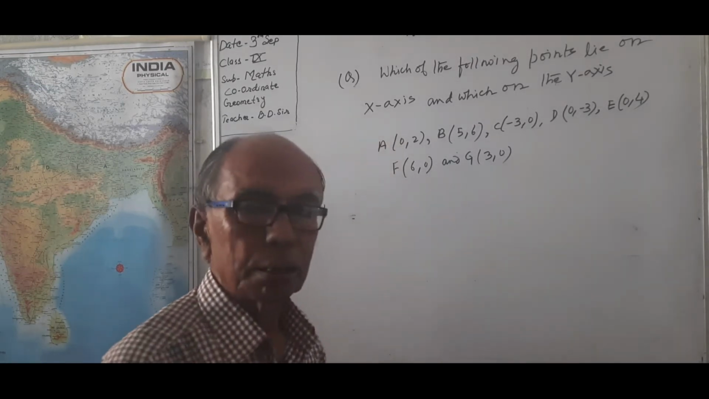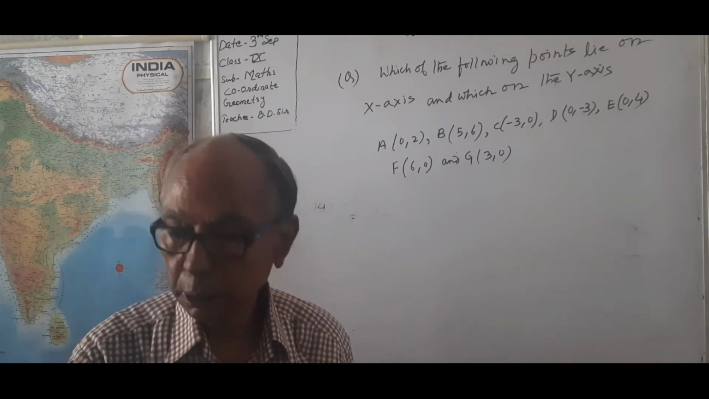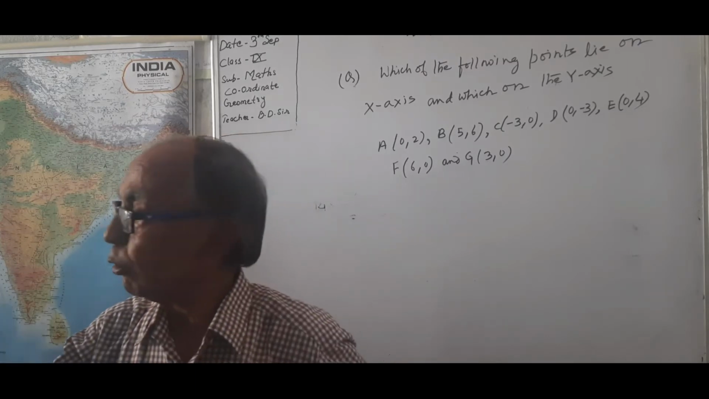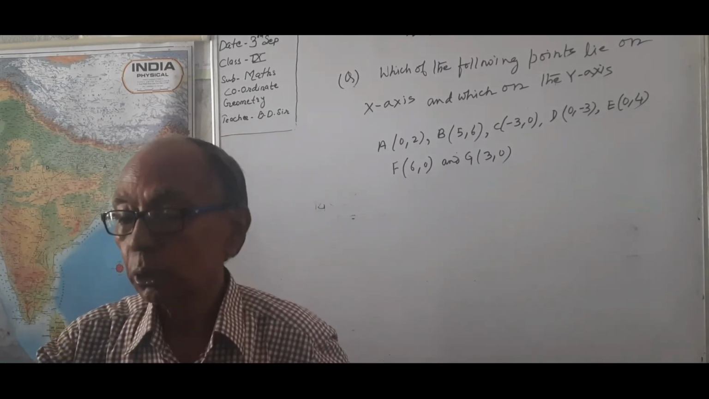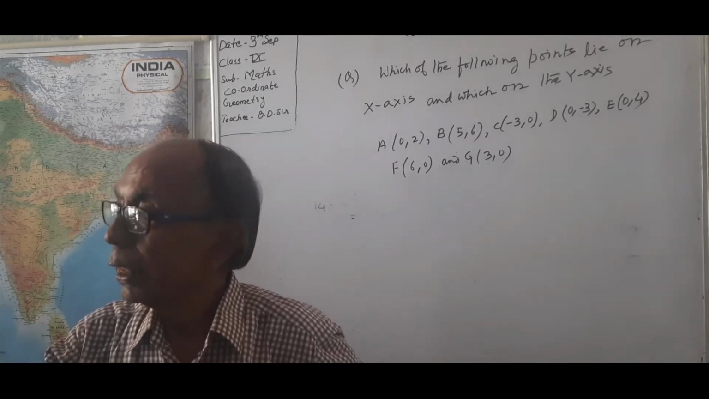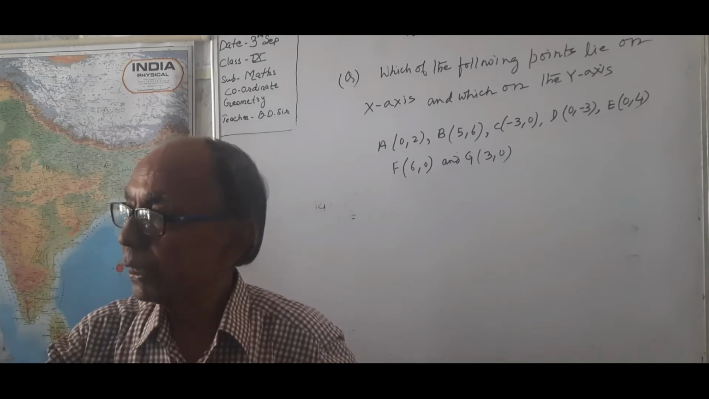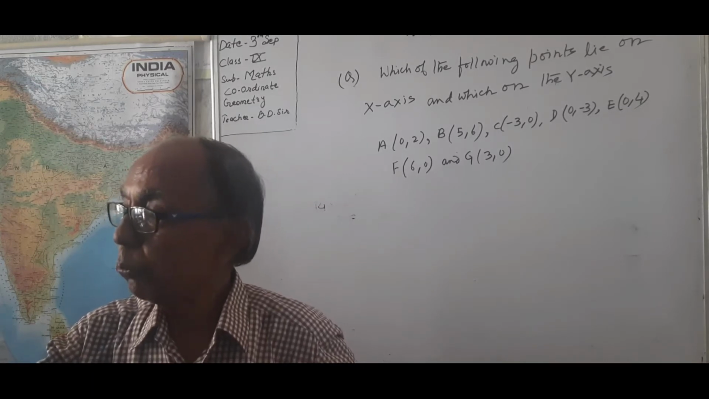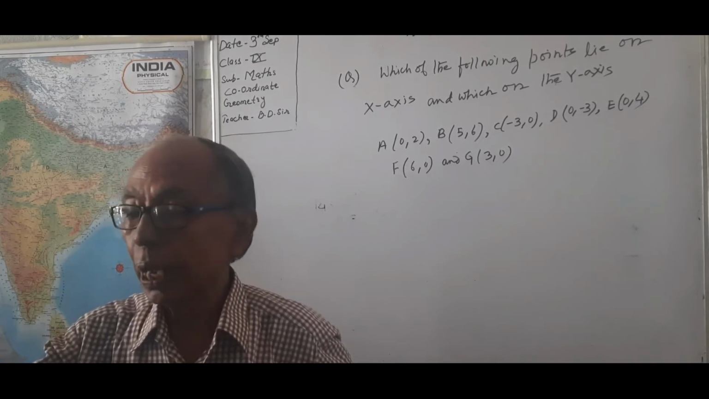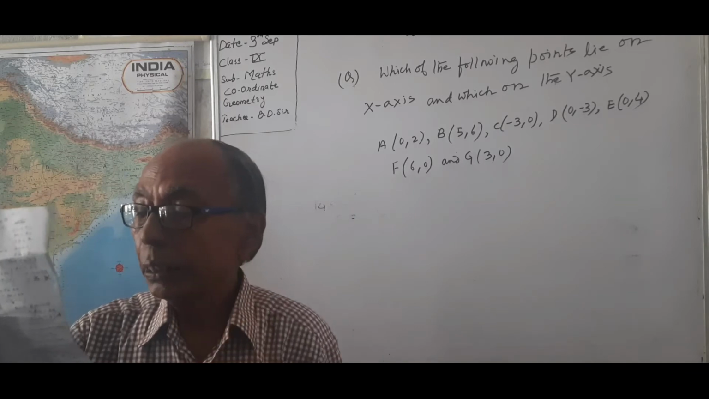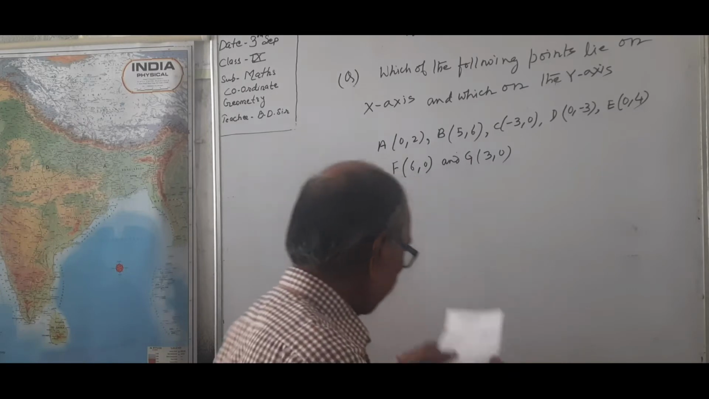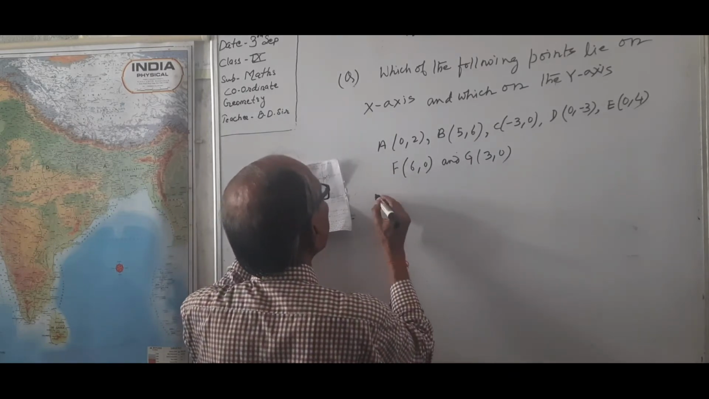If there is a point whose x-coordinate is something but y-coordinate is 0, then it will lie on the x-axis. Similarly, if the x-coordinate of the point is 0, but the y-coordinate is anything not 0, then this will lie on the y-axis. So I am writing the answer in this way.